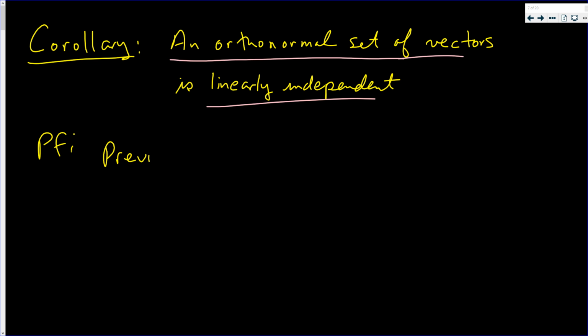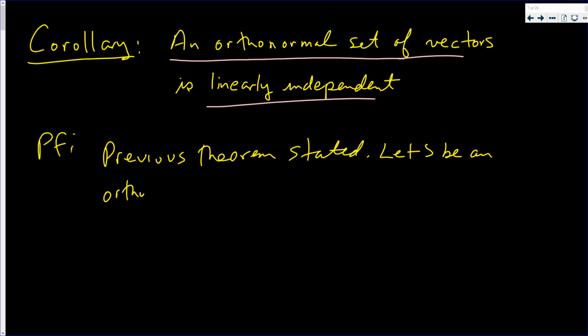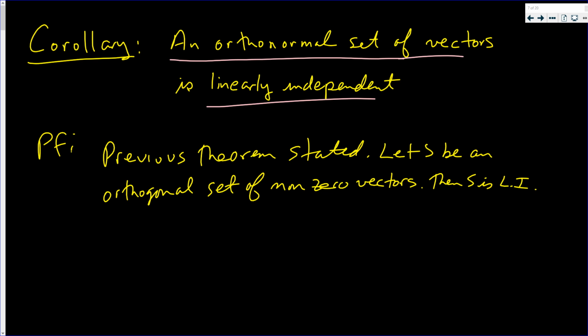Now, the previous theorem stated the following. It says, let S be an orthogonal set of non-zero vectors. Then S is linearly independent.